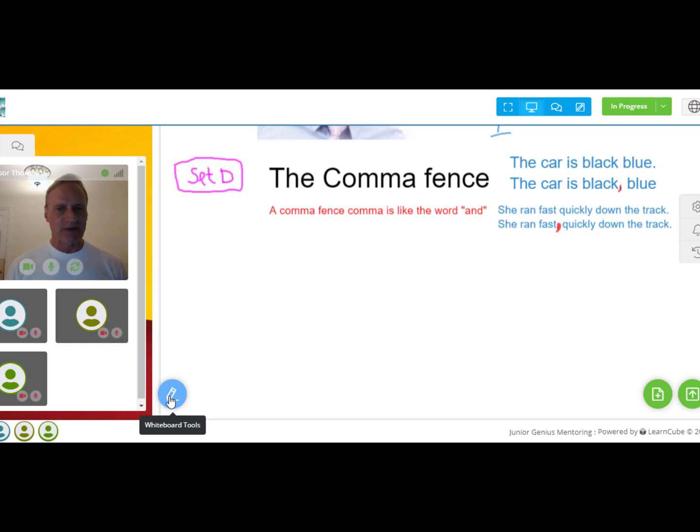The comma fence basically says this, that we're going to have a list, and I'm going to write this down. We've got a list of stuff, or you could have a list of descriptive words. And what's going to happen is you're going to separate those words with a comma. So let's go ahead and just illustrate this a little further. It's almost like building a fence.